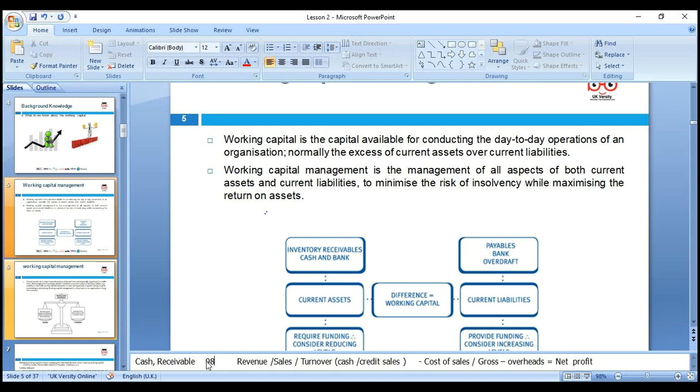So current assets mean the assets which keep changing within a year: cash, receivables, inventory, and payables. Overdraft also comes under this. Overdraft is always for a short period of time. So these are all current items. Working capital management is the management of both current assets and liabilities.